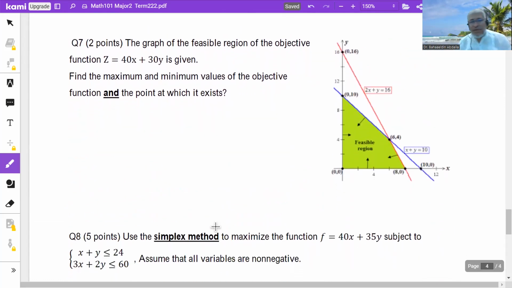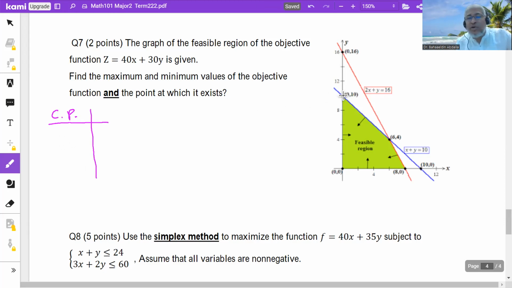The graph of the feasible region of the objective function is given. Good. Find the maximum and minimum values of the objective function and the point at which it exists. The graph is given and the corner points are there. So that's excellent. All we need to do is to make a table and write all the corner points here.